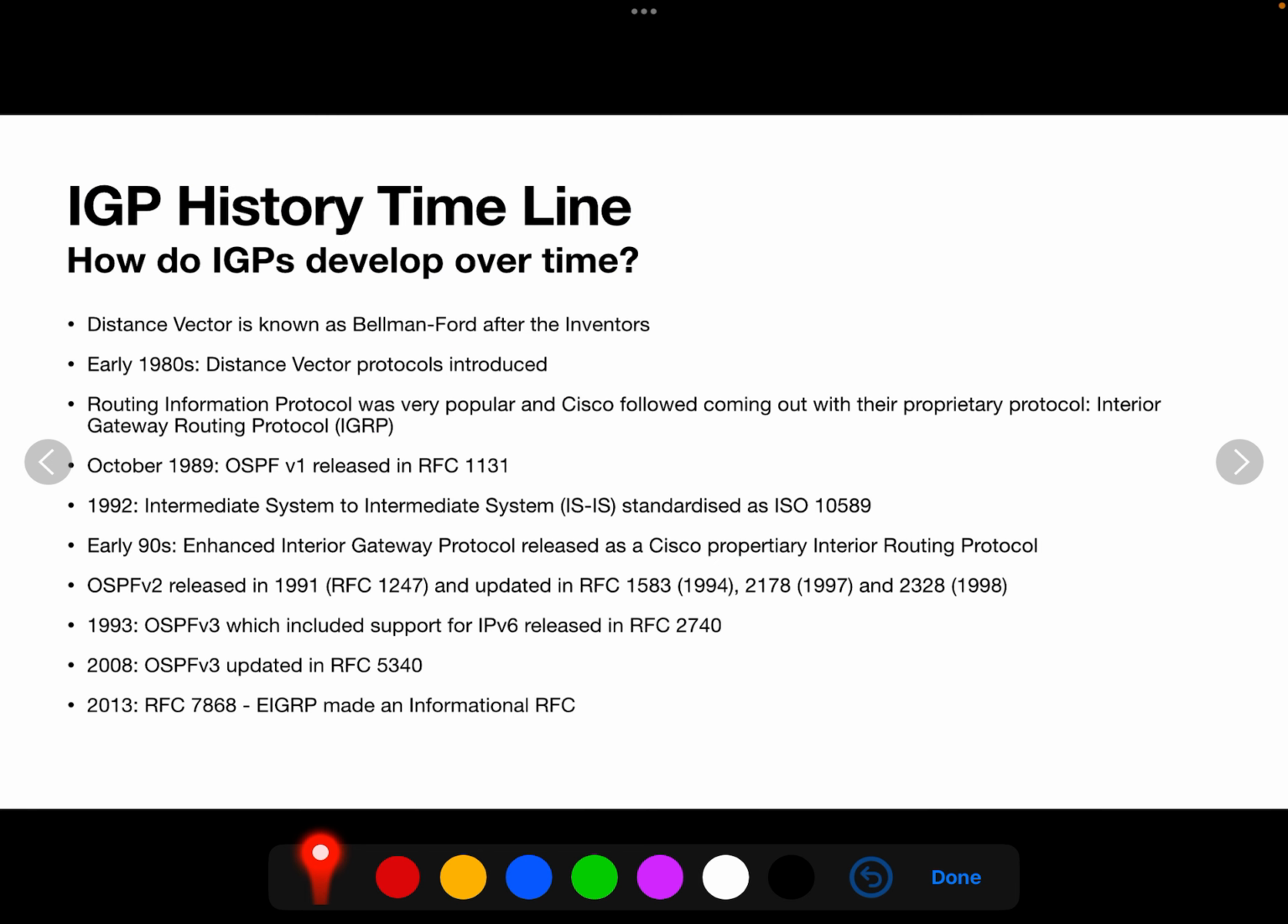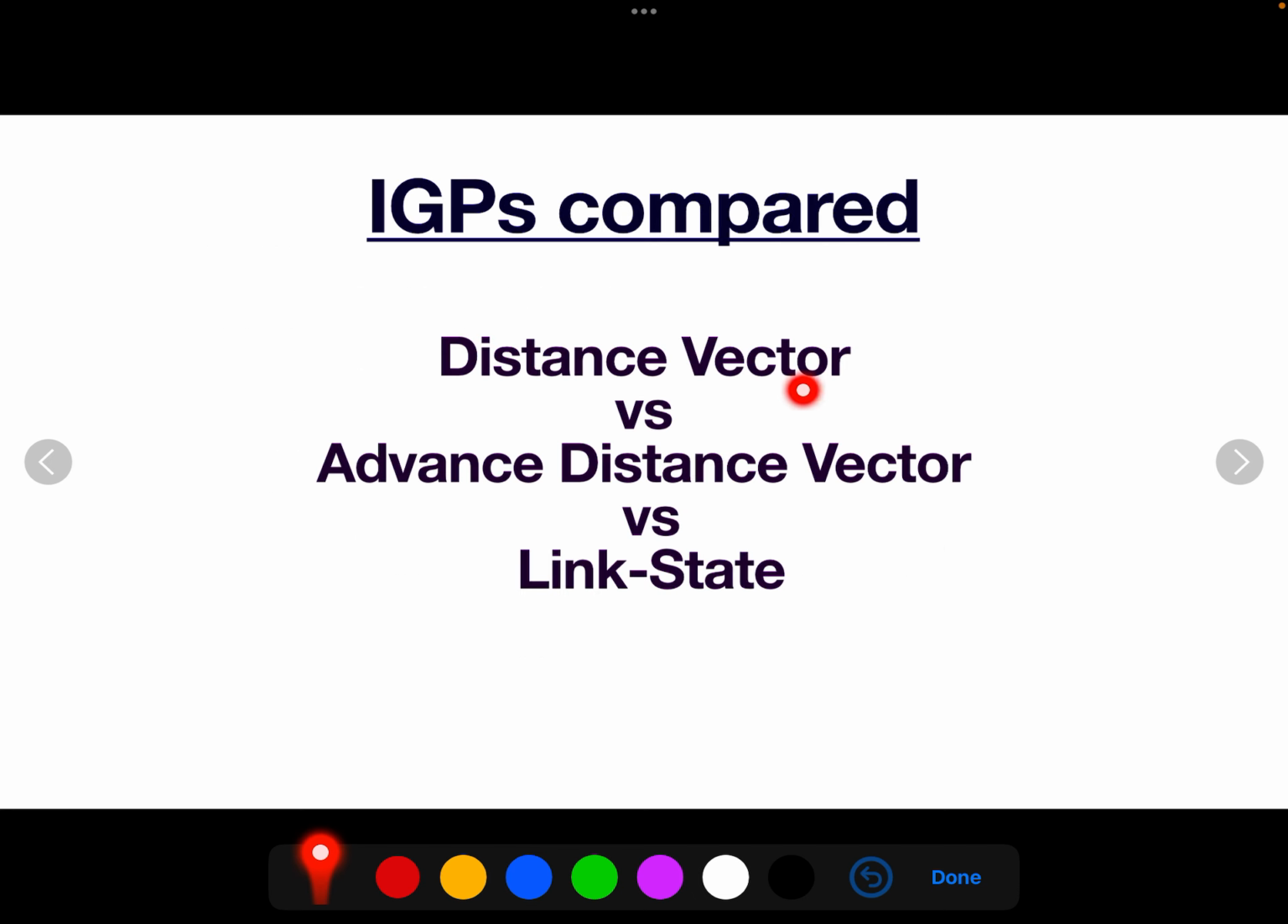Now, I'll also just mention advanced distance vector. Probably the best example of this is EIGRP, Enhanced Interior Gateway Routing Protocol, which is a Cisco protocol. It was a Cisco developed, proprietary protocol, but things have changed a bit. I will explain that in the next slide.